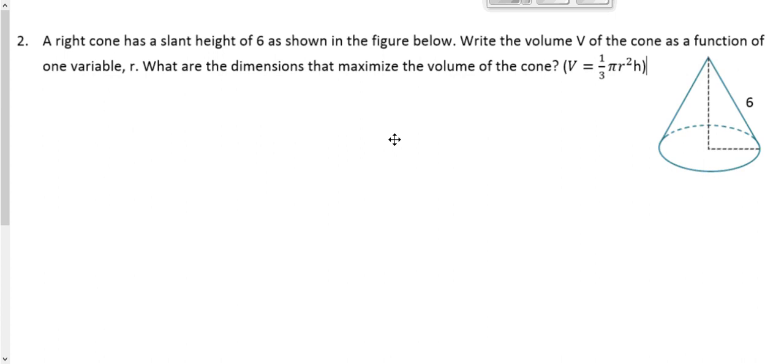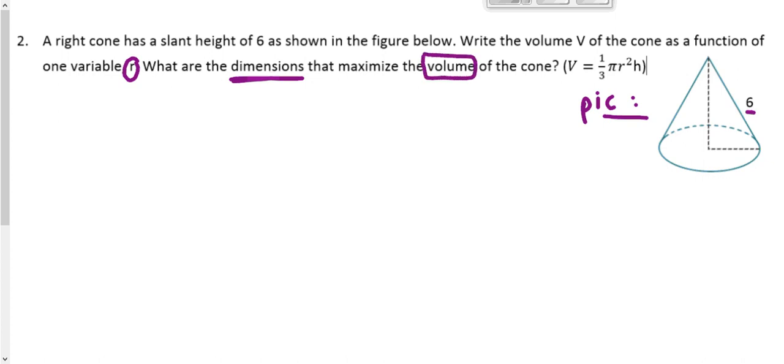Okay, the second video has the picture already drawn for us. The slant height, that means the outside of the cone, is already labeled. It is 6. We have no measurements, so we don't have to say any measurements at the end. Write the volume of the cone as a function of one variable, r, so we need to make sure we have r's. Then they ask, what are the dimensions that maximize the volume of the cone?